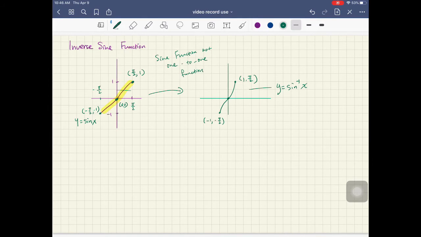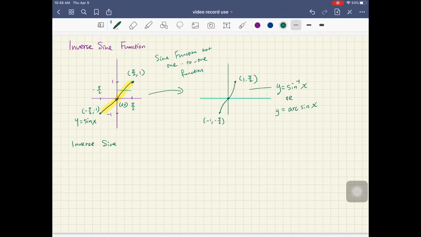The first one is the traditional inverse symbol, the -1 on the top, or we can say it out loud, which is the arc sine x. So both have the same meaning, sine inverse of x or arc sine, both talking about the inverse function of the sine.